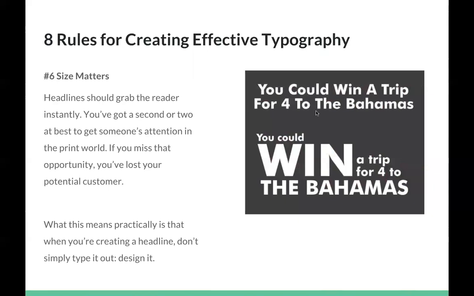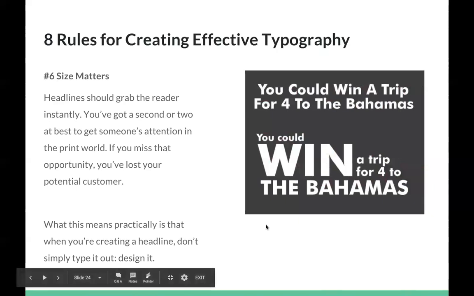You know, this is way more effective than this example. You could win a trip for 4 to the Bahamas. The first thing that jumps out at me is win the Bahamas. And I think to myself, it has been -7 here the last 2 weeks. I want to go to the Bahamas.